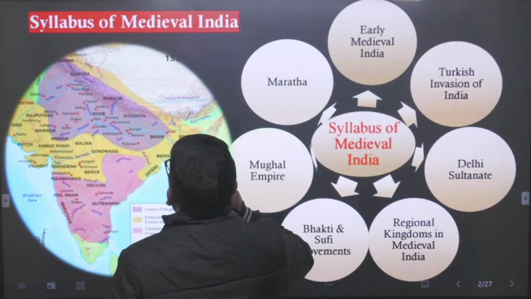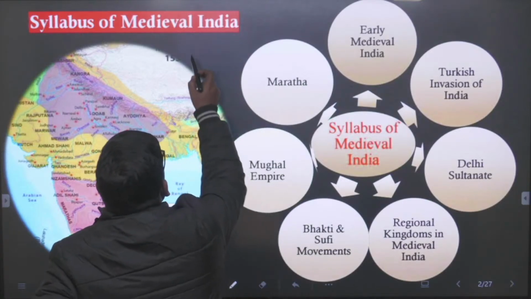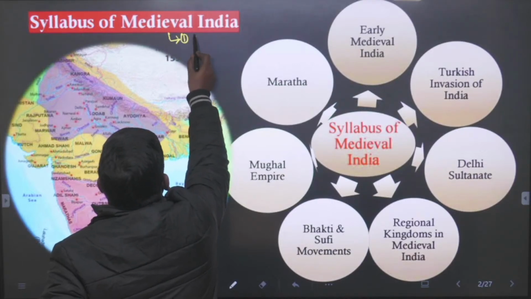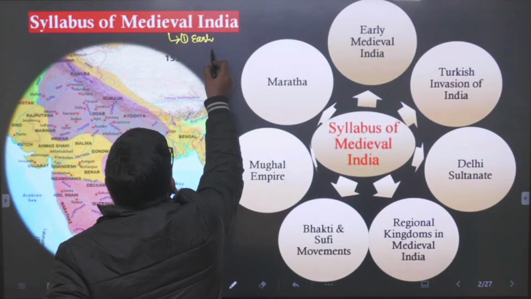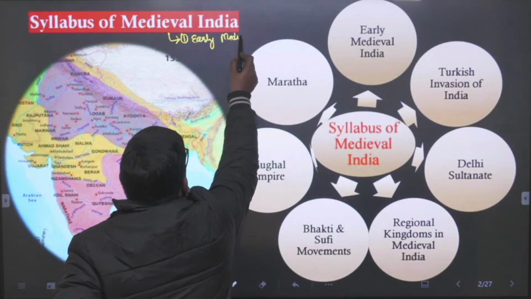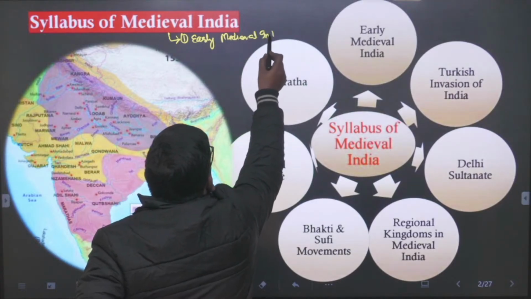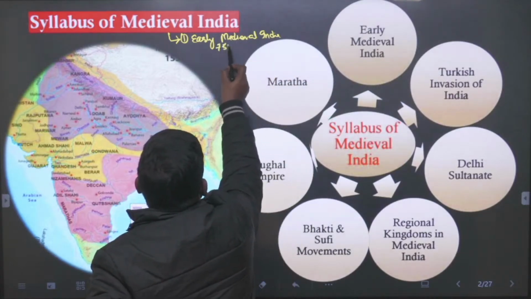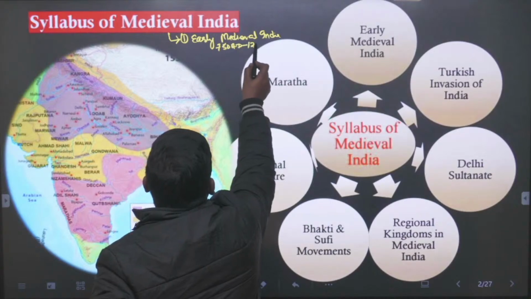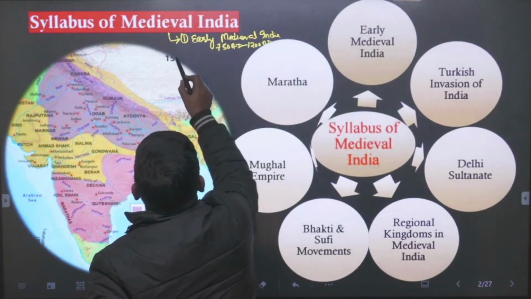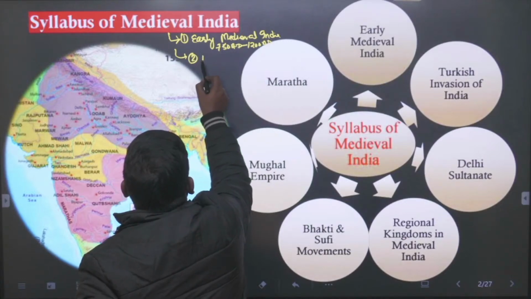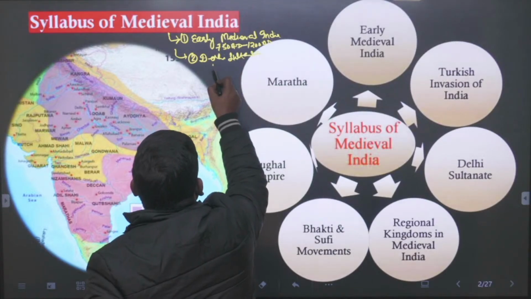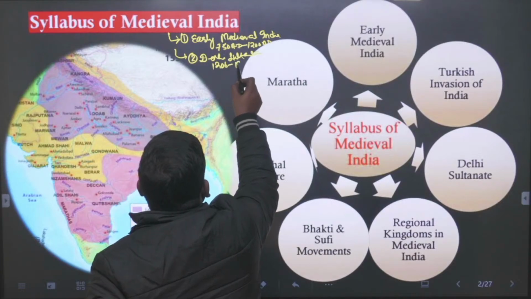How does the syllabus of medieval India divide? One such division is called early medieval India. In early medieval India, the time period we roughly take is 750 AD to 1200 AD. Then we have the period of the Delhi Sultanate, which has the time period 1206 to 1526.